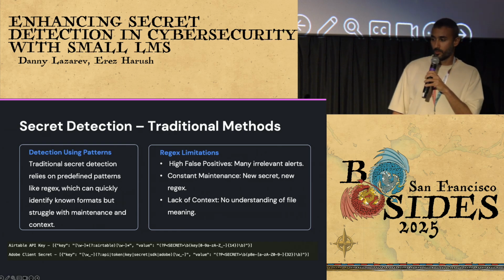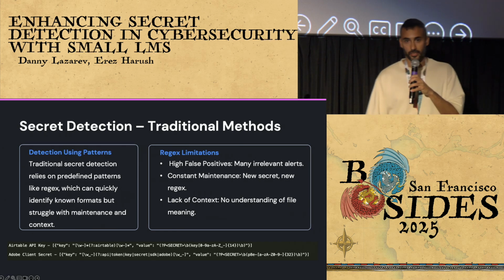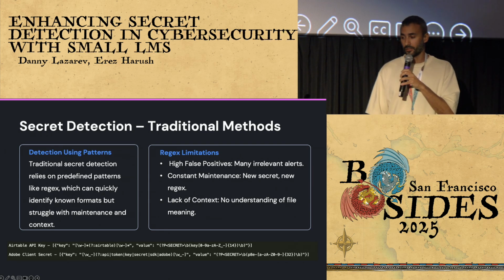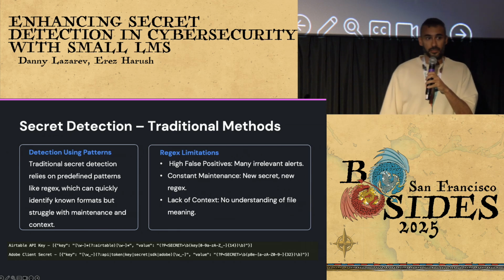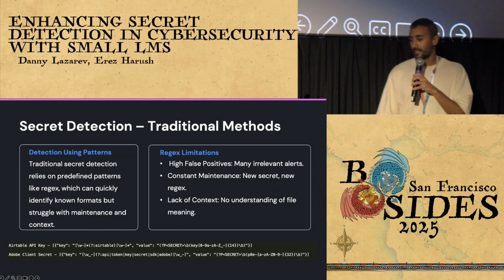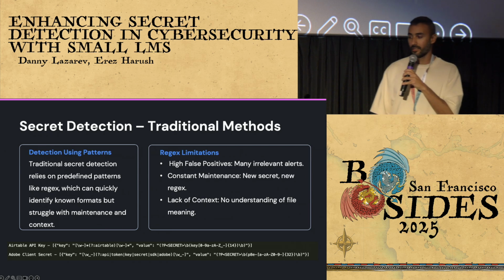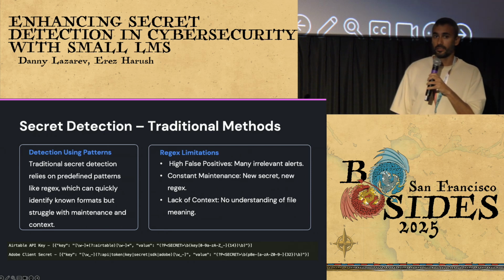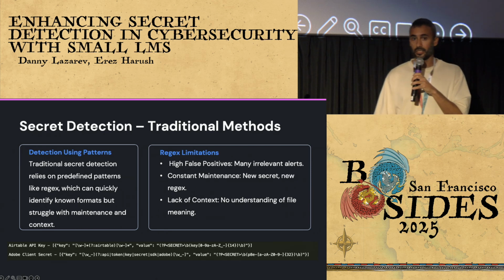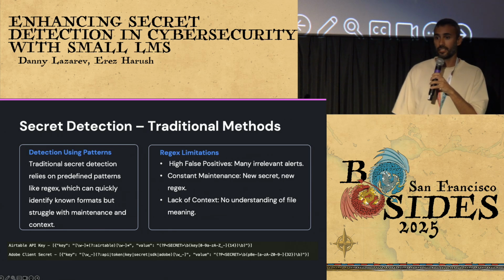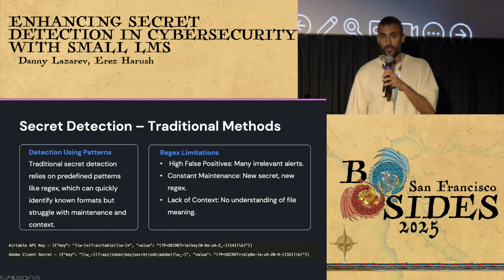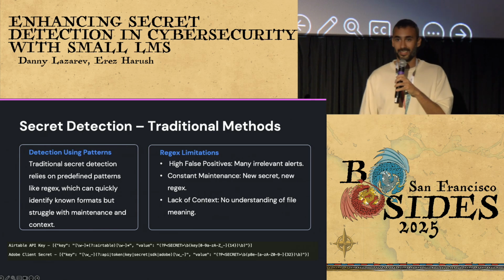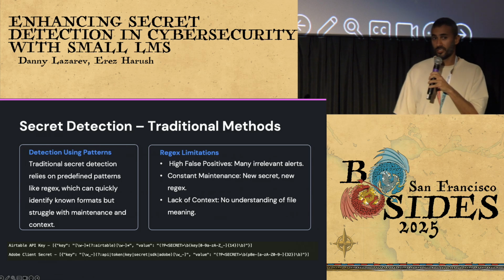So when we think about traditional methods to detect secrets, the first thing that comes to mind is to use regex or patterns. When we rely on regex, they're really hard to maintain, and they also have a few limitations. For example, they can suffer from high false positives. We can write a regex that catches a real secret, and it can also catch a placeholder, or a secret where someone put a word like test, because it matches the same pattern.